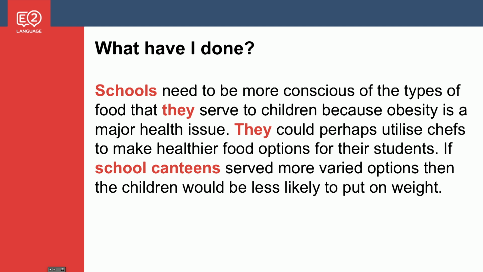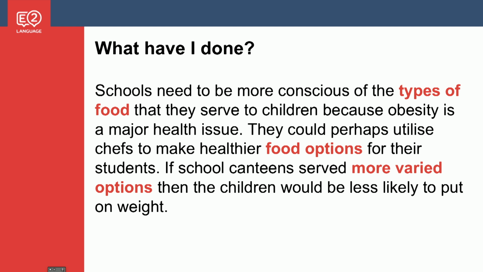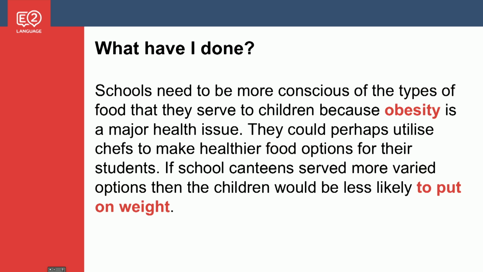What I've done is I've taken the keyword like schools and I've used a plural pronoun, they, and I've also used words like school canteens to be more precise. For a word like food, I've said types of food, I've said food options, and then I've just left out the word food and said more varied options, which is also fine. For the word obesity, I've created a phrase here, to put on weight. Okay, so you can do it.